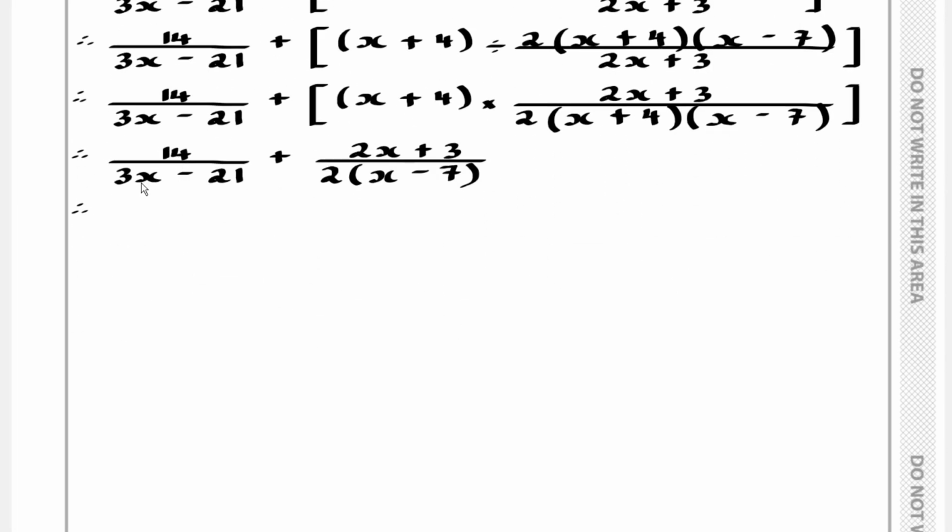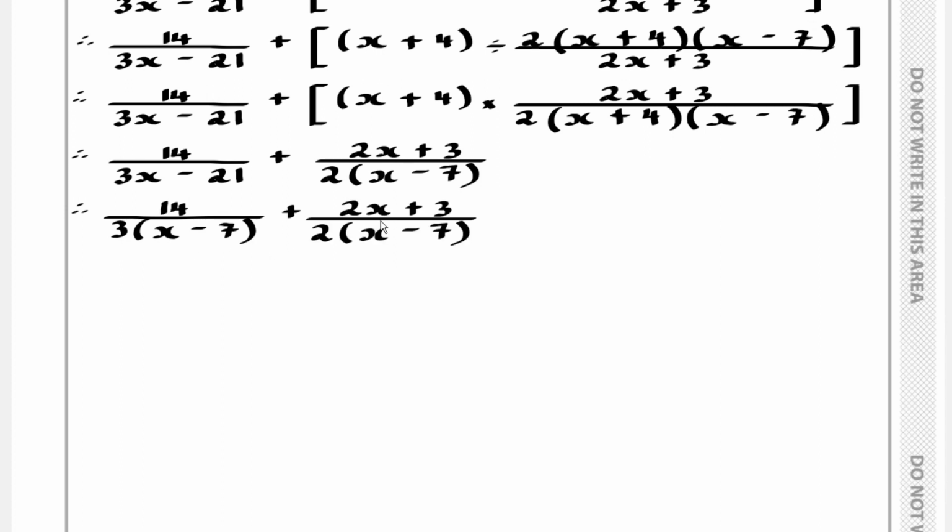Now, the 14 over 3x subtract 21, I can factorize out a 3 from the denominator, leaving me with 3 lots of x subtract 7. So I've got 14 over 3 lots of x subtract 7 plus 2x plus 3 over 2 lots of x subtract 7. Now here, do you notice we've got an x subtract 7 here and an x subtract 7 here? But we've got the 3 here and the 2 here. We can write all this over a common denominator, and that common denominator is 6 lots of x subtract 7.